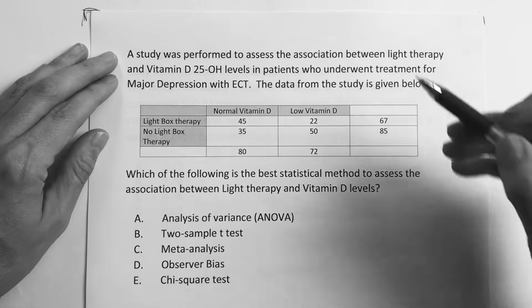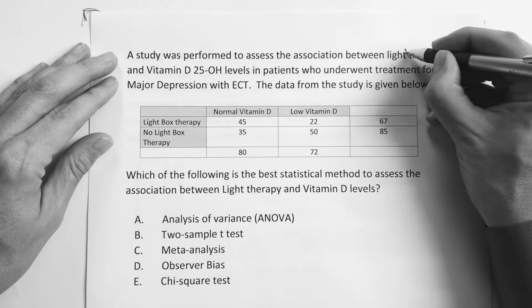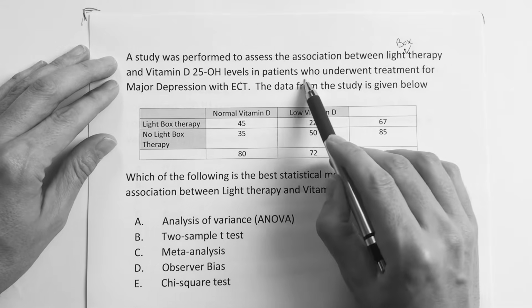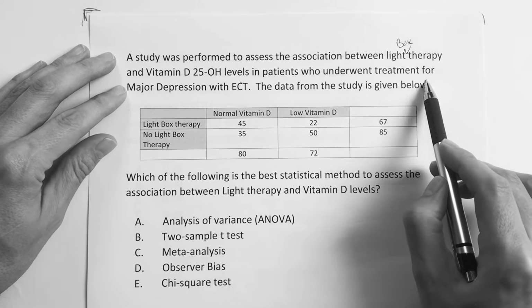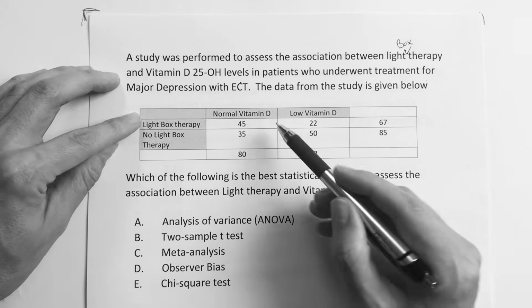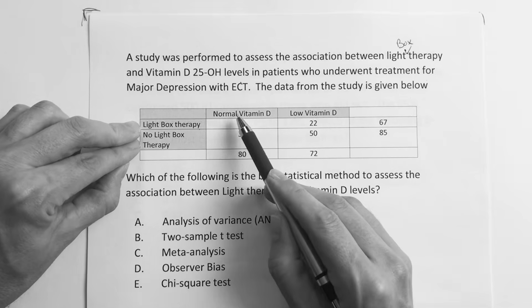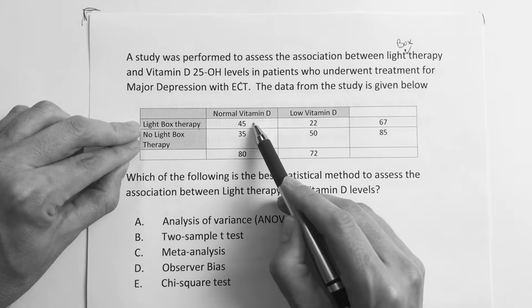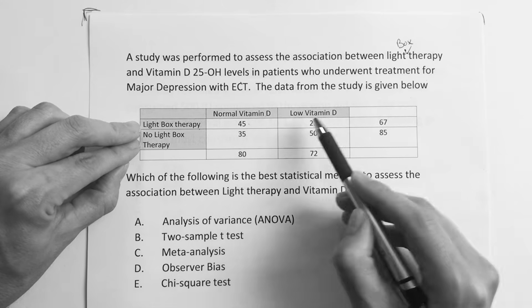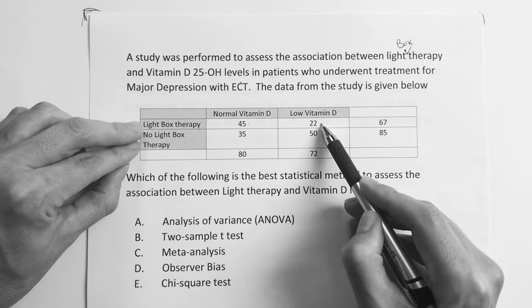Now in this one, a study was performed to assess the association between light box therapy and vitamin D levels in patients who underwent treatment for major depression with ECT. The data from the study was given below. Okay, we have light box therapy, no light box therapy. Normal vitamin D levels were in 45 people with light box, 35 with no. Low vitamin D with light box therapy.